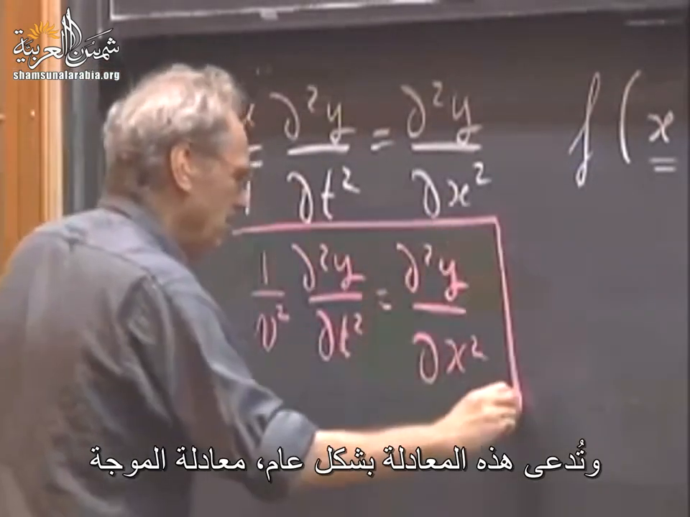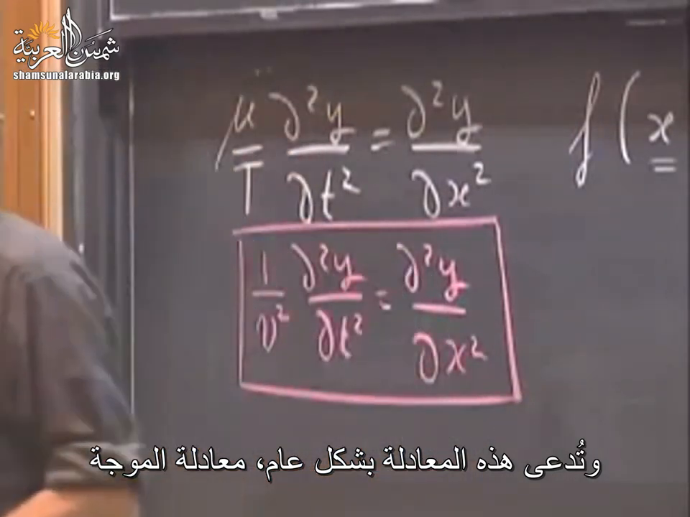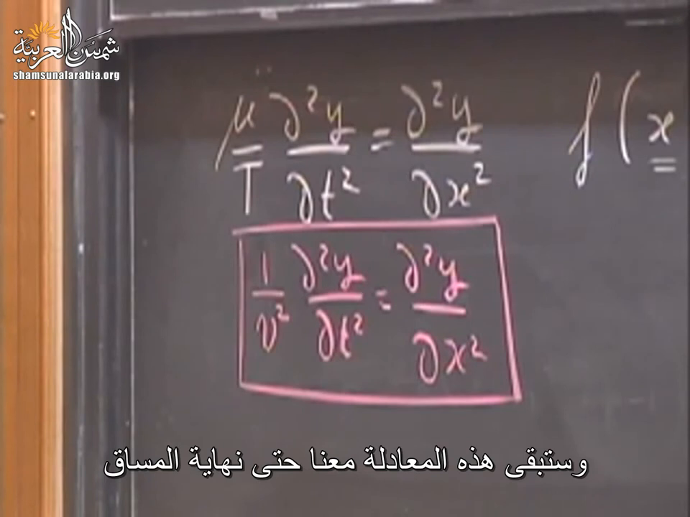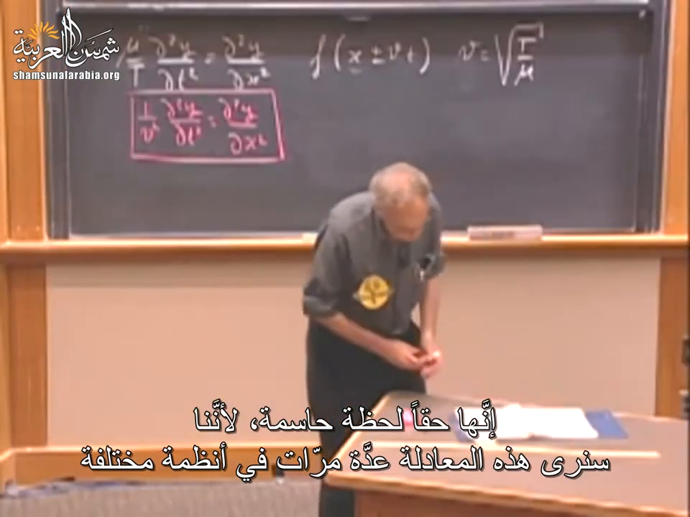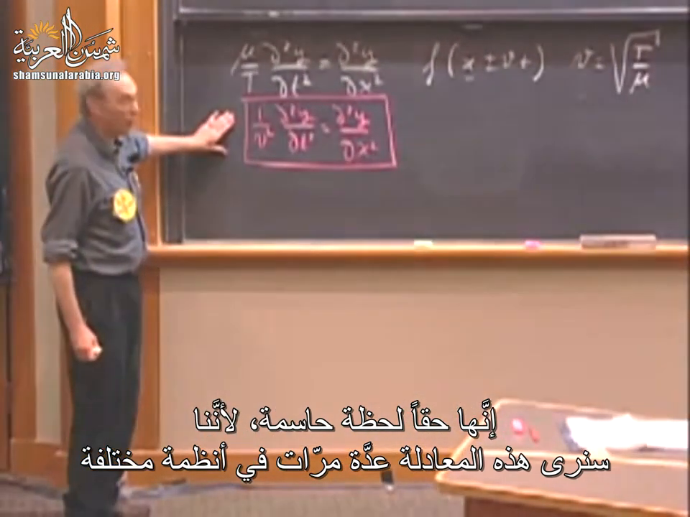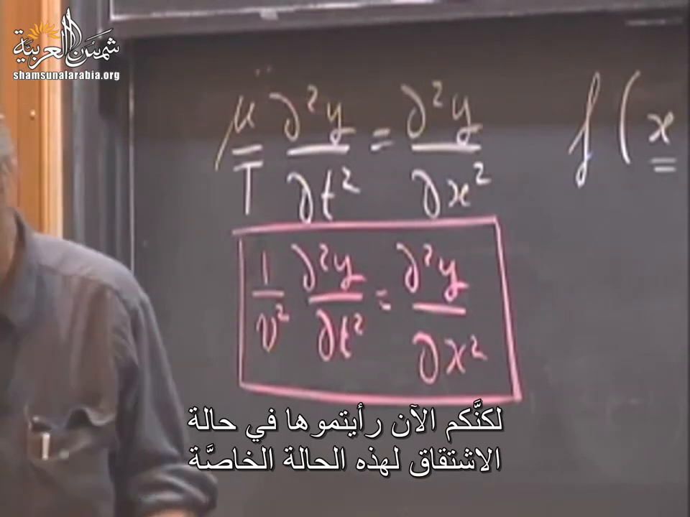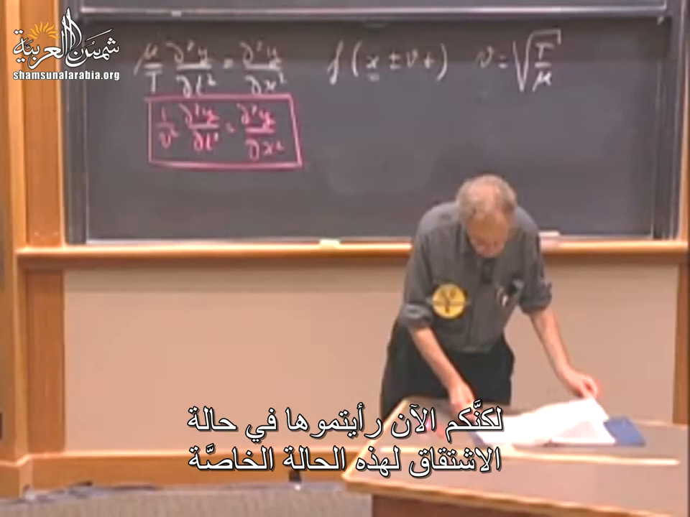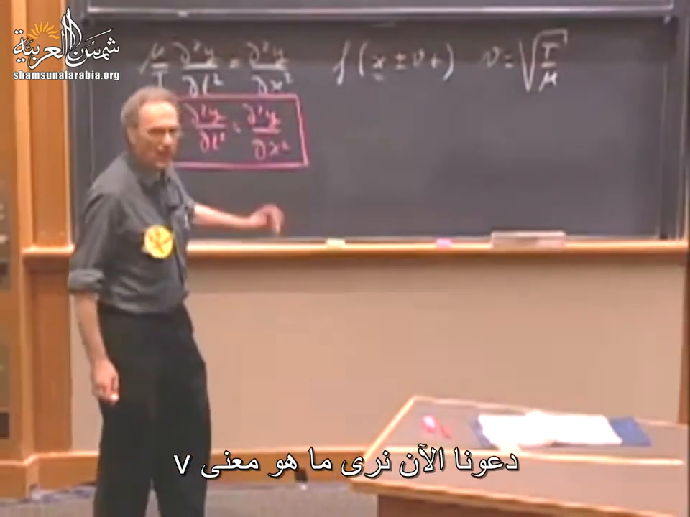And this equation is what is generally called the wave equation. It will be with us until the end of the course, until death do us part. It is really a big moment because you're going to see this equation many times for many different systems, but now you have seen it being derived for this very specific case. Let's now evaluate the meaning of that v.